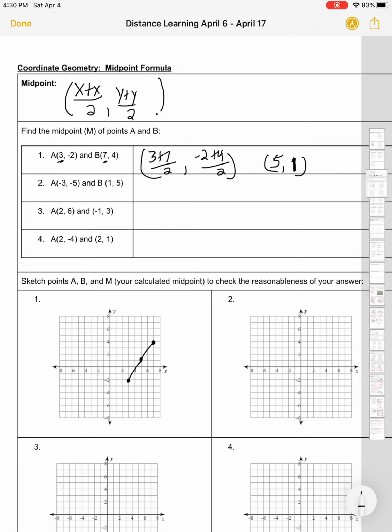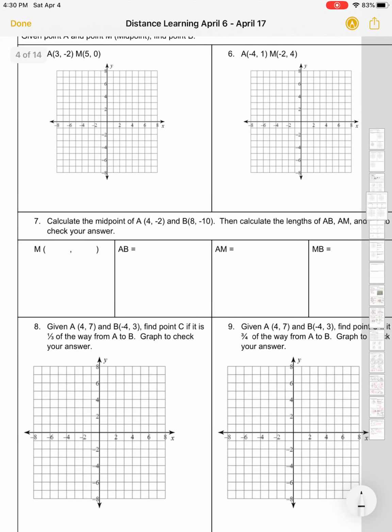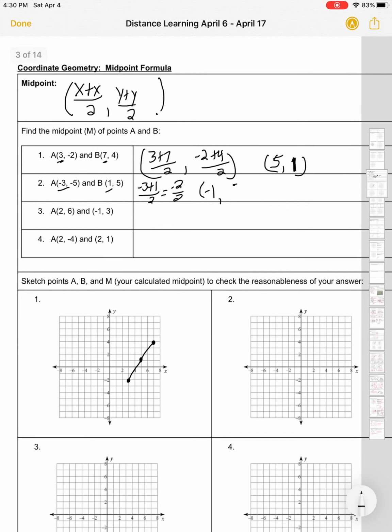Number 2, same thing. We have negative 3 and 1. Negative 3 plus 1 divided by 2 is negative 2 divided by 2, so our number is negative 1. Then negative 5 plus 5 divided by 2 is 0 divided by 2, so just 0.